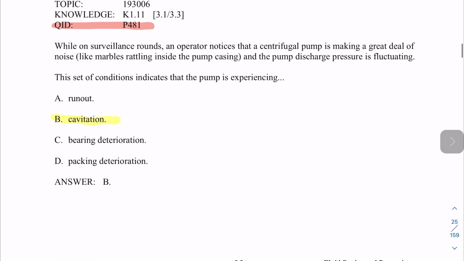So now we have a concept question in P481. While on surveillance rounds, an operator notices that a centrifugal pump is making a great deal of noise, like marbles rattling inside the pump casing, and the pump discharge pressure is fluctuating. The set of conditions indicates that the pump is experiencing cavitation. Just when we hear the marbles rattling inside the pump, that's cavitation.